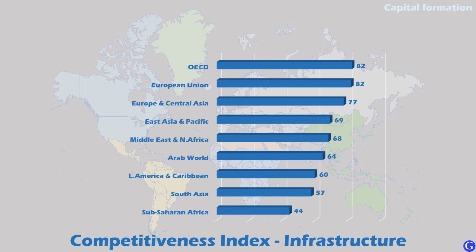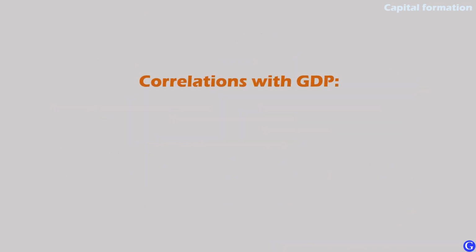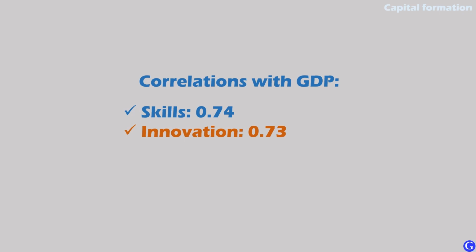To get an idea of the importance of these three elements in productivity, it's worth mentioning that the correlation coefficient with the GDP of skills is 0.74, of innovation is 0.73, and of infrastructure is 0.68.